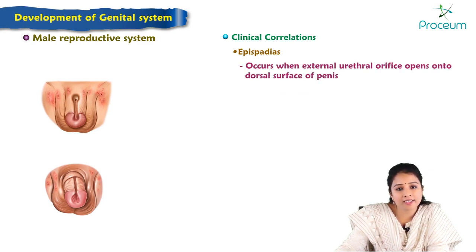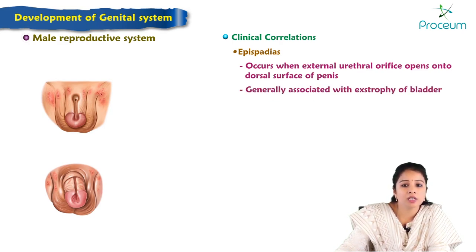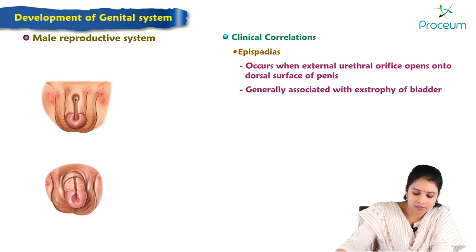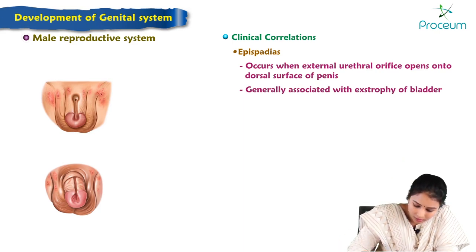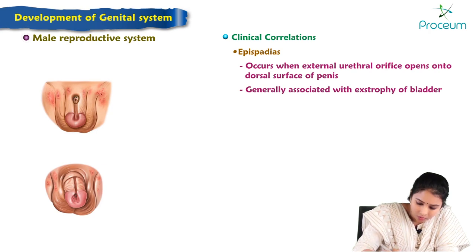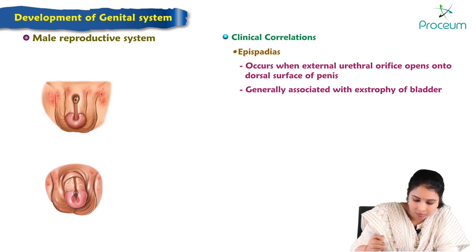The next condition is epispadias. Epispadias occurs when the external urethral orifice opens onto the dorsal side of the penis. It is generally associated with exstrophy of the bladder. So, you can see the urethral opening on the dorsal side of the penis.